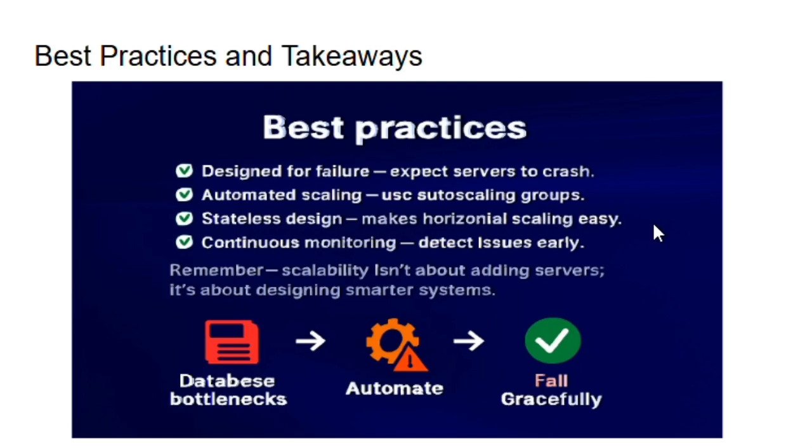Third, go stateless. Keep your services stateless so any instance can handle any request. This makes horizontal scaling, adding more instances, super simple. Fourth, continuous monitoring. Use tools like Grafana or Datadog to track metrics like latency, error rates, and resource usage. You can't fix what you don't measure.